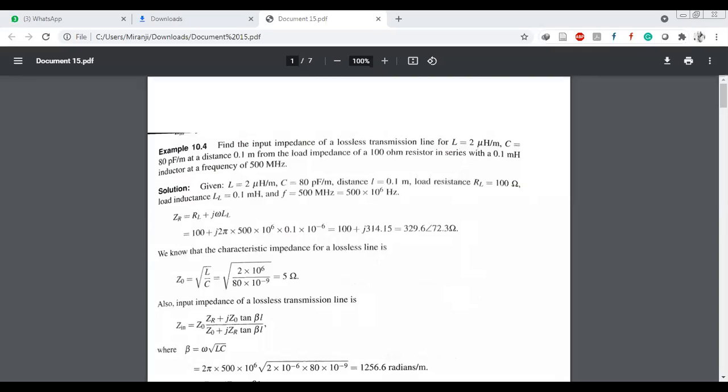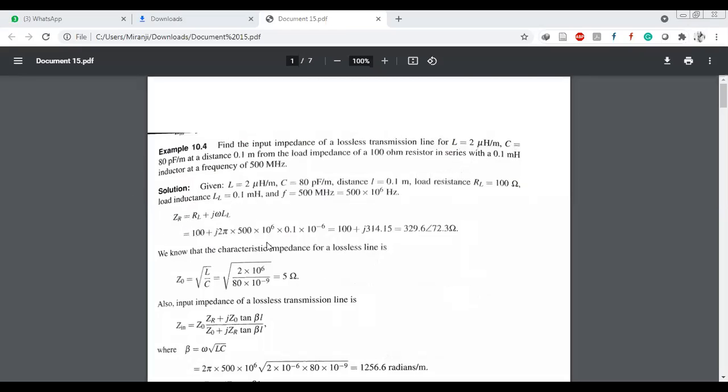So here, let us accumulate all the parameters. What you have to find is the input impedance. What they gave here: L equal to 2 microhenries, C equal to 80 picofarads. The length of the transmission line is 0.1 meter. Load impedance is 100 ohms with a series inductance, that is 0.1 millihenry, and frequency 500 megahertz, that is 500 into 10 power 6, right?